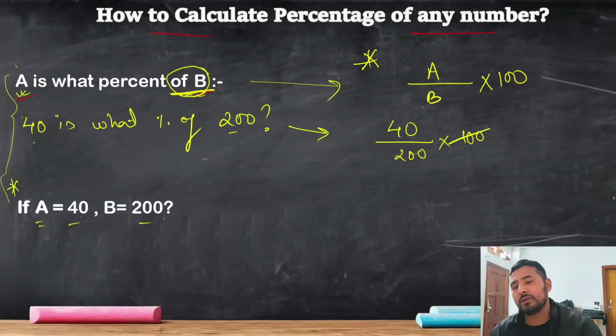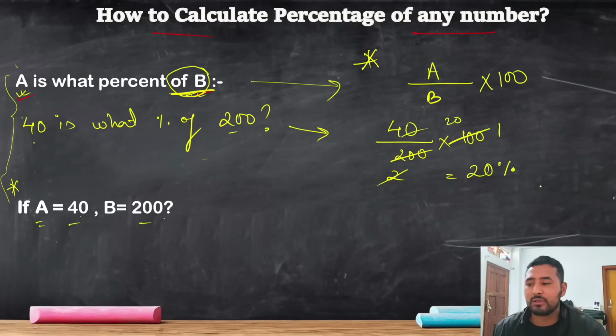Now start with the cancellation. 1 0 1, 1 0 2. Then you will get 2 into 20. This comes to 20%. A is what percent of B? A is 20% of B.